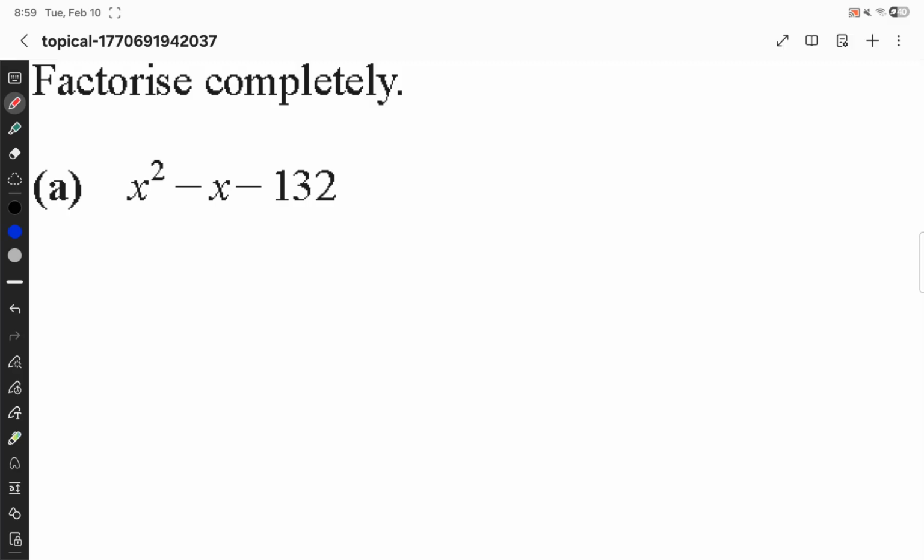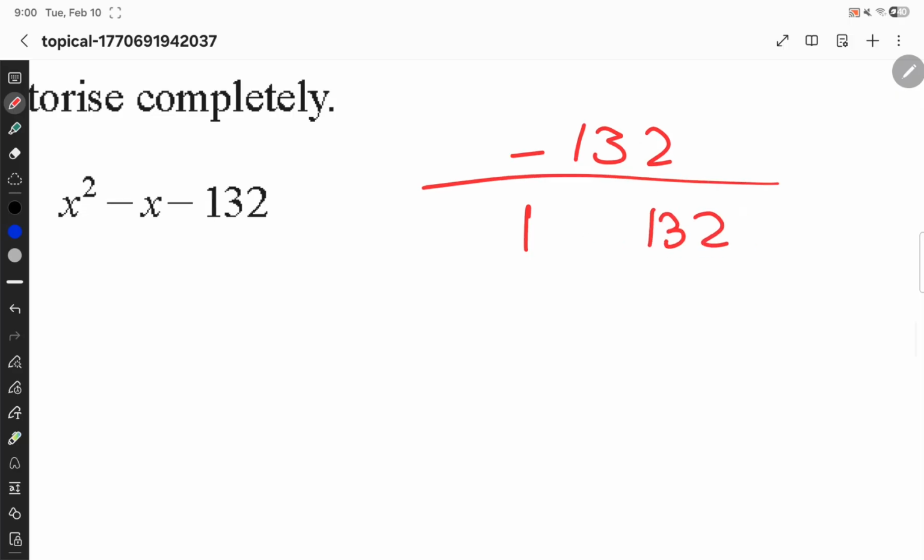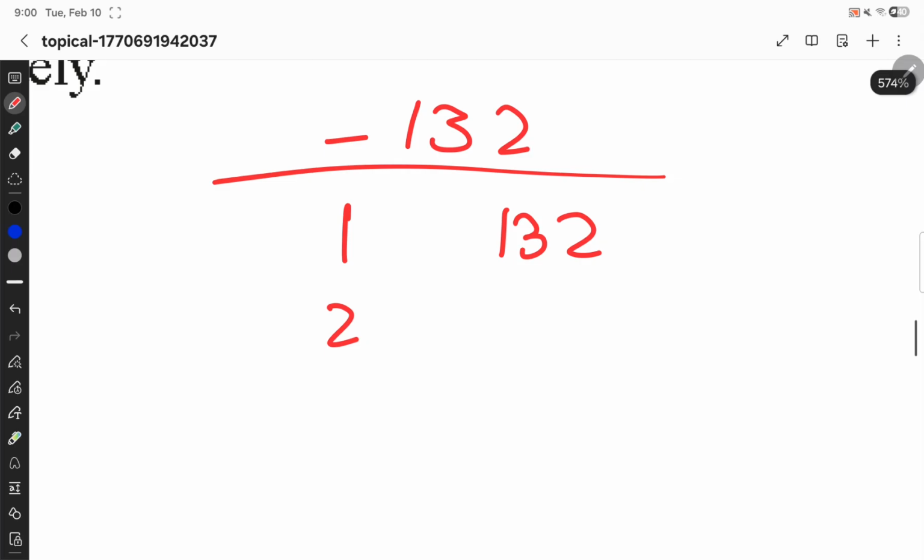Okay. You need to find two numbers which add up to negative x. Okay, this is negative 132. So we know one root should be negative, and adding a positive and a negative should give us a negative number. Okay, so let's do this. 132. This can be divided by 2. This is 16.